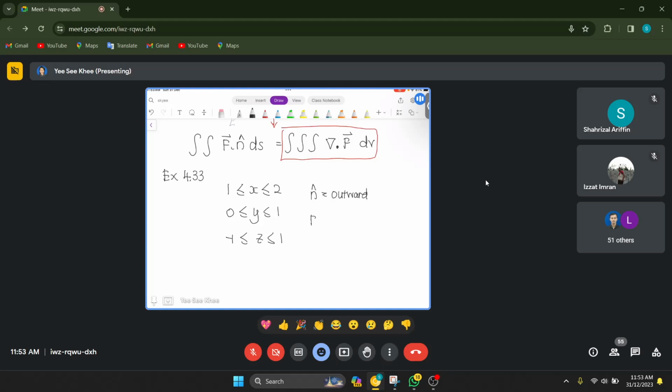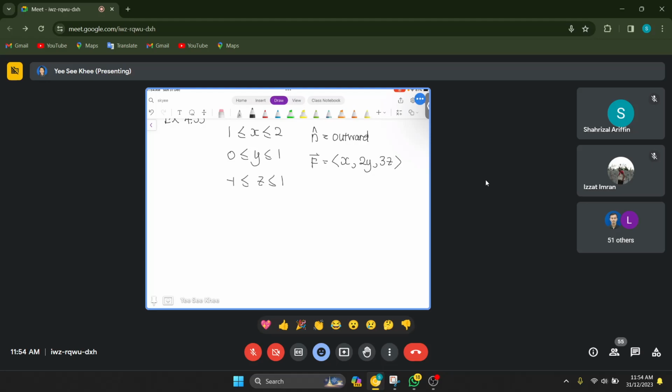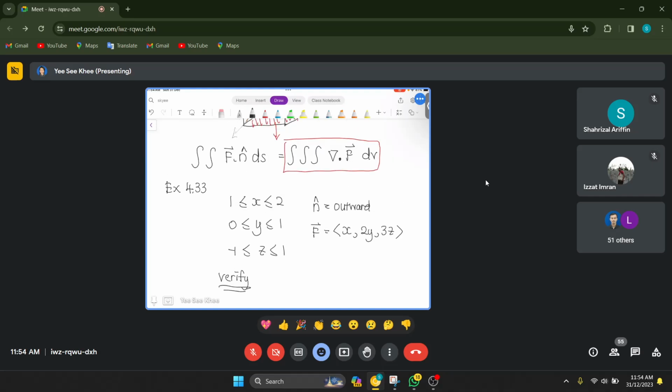And with the force F equals x, 2y, 3z. So verify the Gauss theorem. What is the meaning of verify? Verify means that you have to prove that the answer at the left hand side is equal to the answer at the right hand side. So this is the meaning of verify.